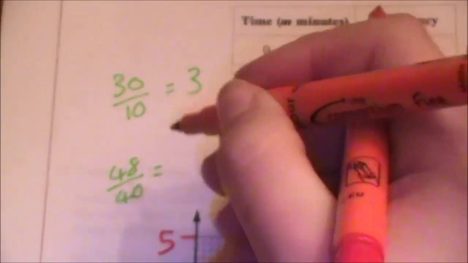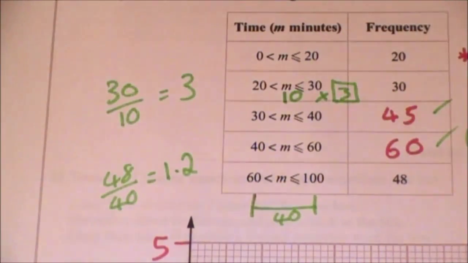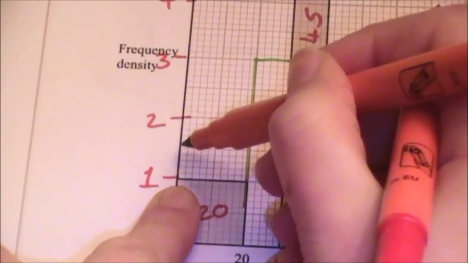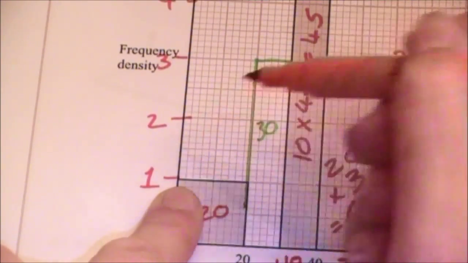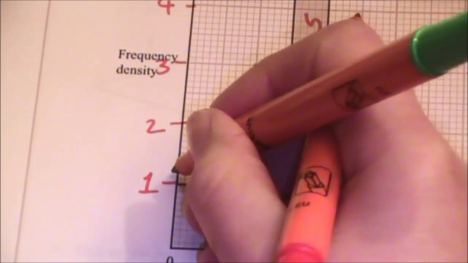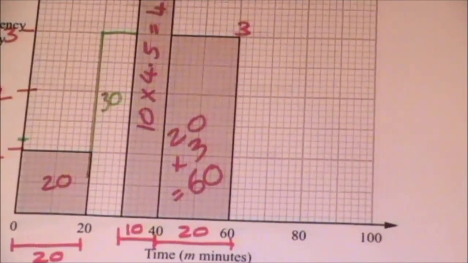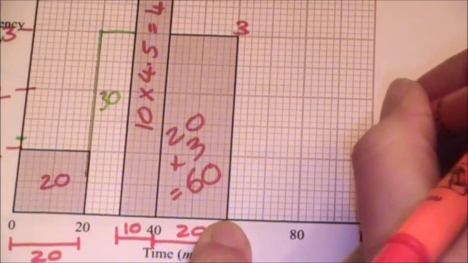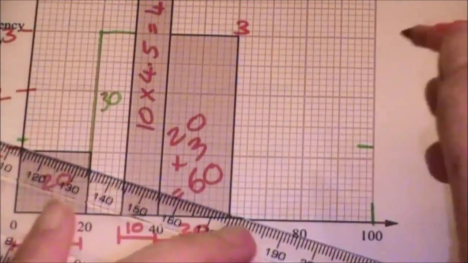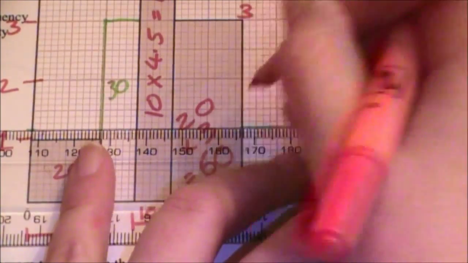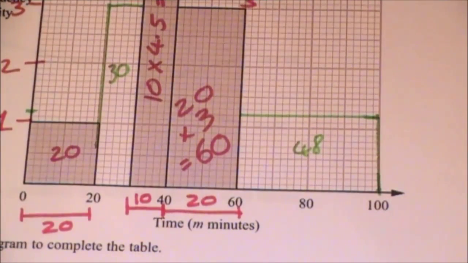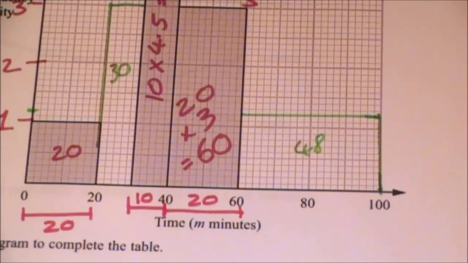48 divided by 40 is 6/5, which is 1.2. So this bar has a height of 1.2. So there's 1. There's 1.5. And because each one is worth 0.1, because there's 10 of them, 1.2 is just going to be there. So I go across to where they wanted it from 60 to 100, and I'm going up to 1.2. So it's going to be that tall. I can draw it in. And that's my 48.